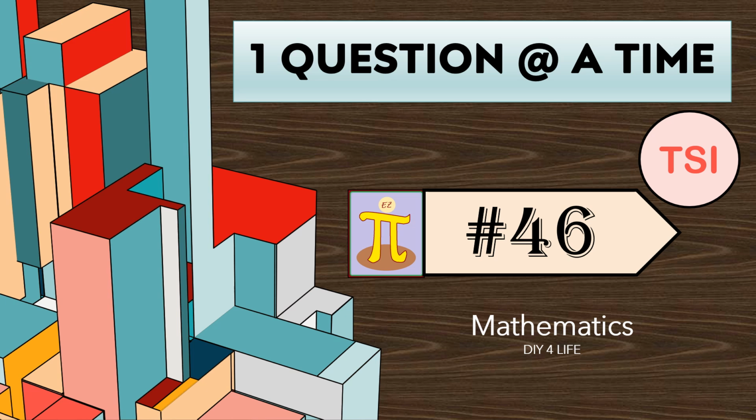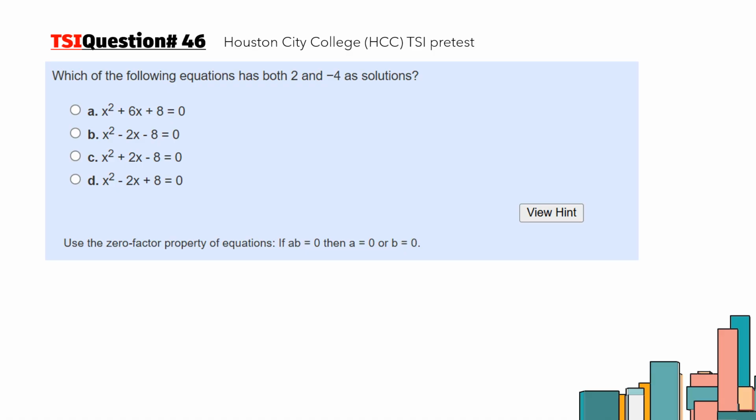Question number 46. Which of the following equations has both 2 and -4 as solutions? A hint is the zero factor property of equations: if A times B equals 0, then A equals 0 or B equals 0.